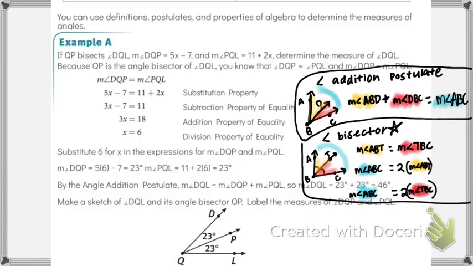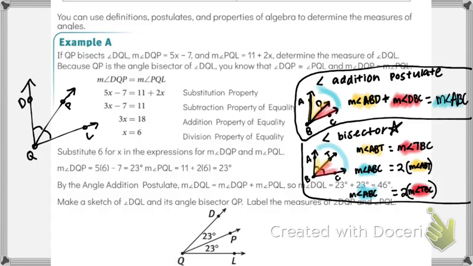All right, let's look at this example. QP bisects angle DQL. So we have an angle. This angle is called DQL. And it's being bisected, it's being cut in half, by QP.